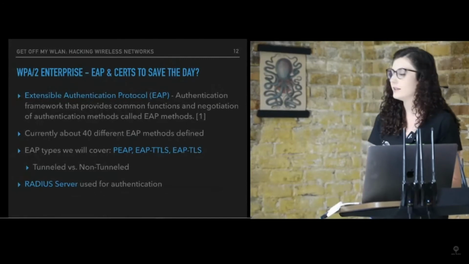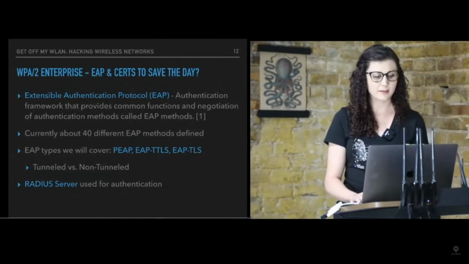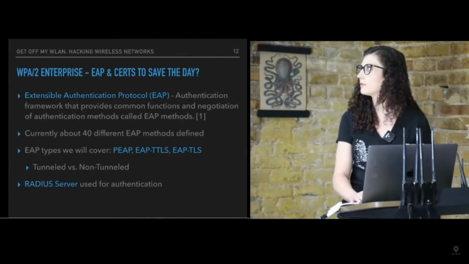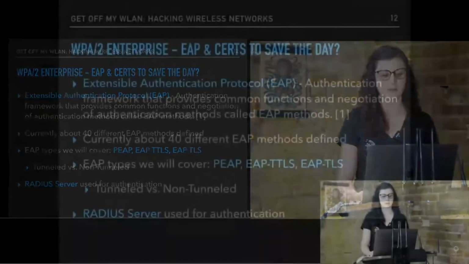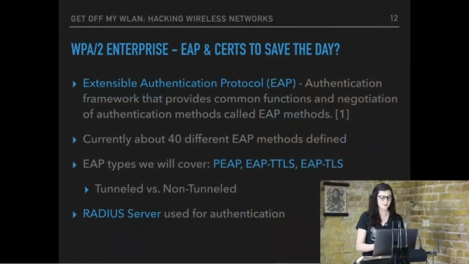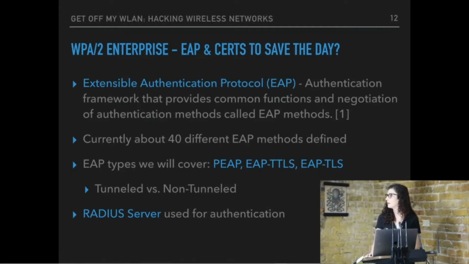We had talked previously about WPA Enterprise and support for EAP variants. So this was that second kind of configuration that is supported. This WPA Enterprise was another enhancement in wireless configuration for WPA and WPA2 type networks. Extensible Authentication Protocol, or EAP, is essentially a framework that provides common functions and negotiation of authentication methods called EAP methods. And there are currently about 40 different EAP methods defined.